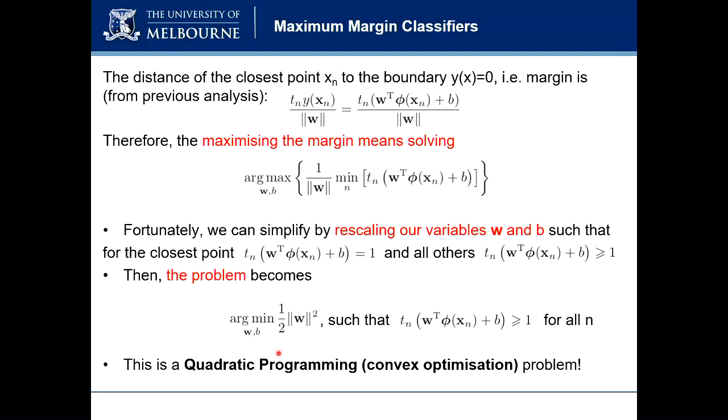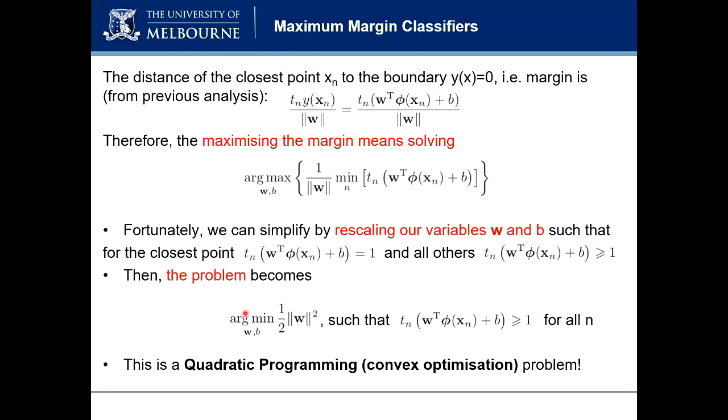So because the objective is quadratic, and the constraints are well defined. The constraints are convex. Of course, phi of xn are fixed, so they are linear. These constraints are linear in our decision variables. So these are linear inequalities, and the objective is quadratic. So it's a quadratic program.